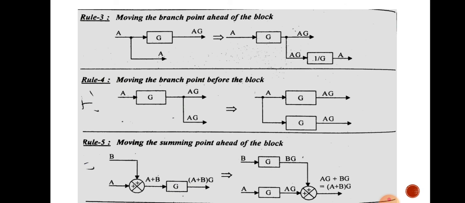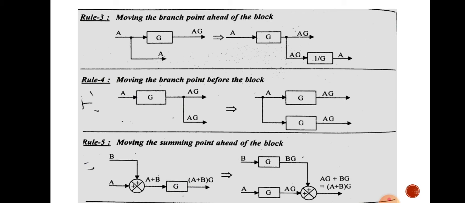Okay, and the next rule is moving the branch point before the block. In the diagram, the branch point is after the block G. That means A is given to G, and after G there is a branch point, so the outputs are AG and AG. In the first line there is AG and in the last line also AG, but our requirement is to move the branch point before the block.